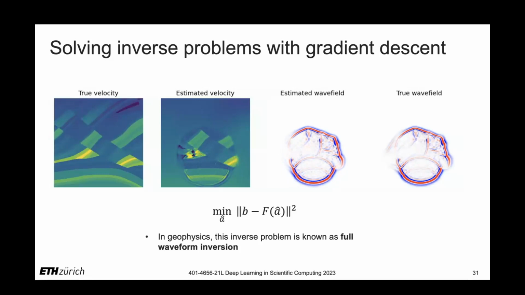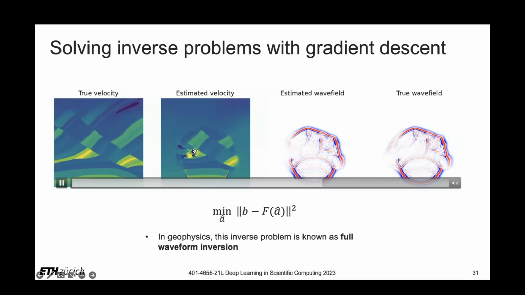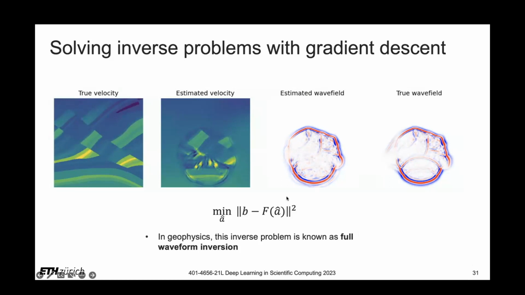And there are a couple of cool things specific to this problem that are worth noting. The first is that we only update the velocity model where the wave field has actually propagated through. Outside of the direct arrival of the wave, we have no information, so the velocity model just stays as it is. Another interesting thing is you can see around here, the estimated velocity is not very good. And that's maybe because there's not enough information in the wave field to uniquely determine what the velocity is there.